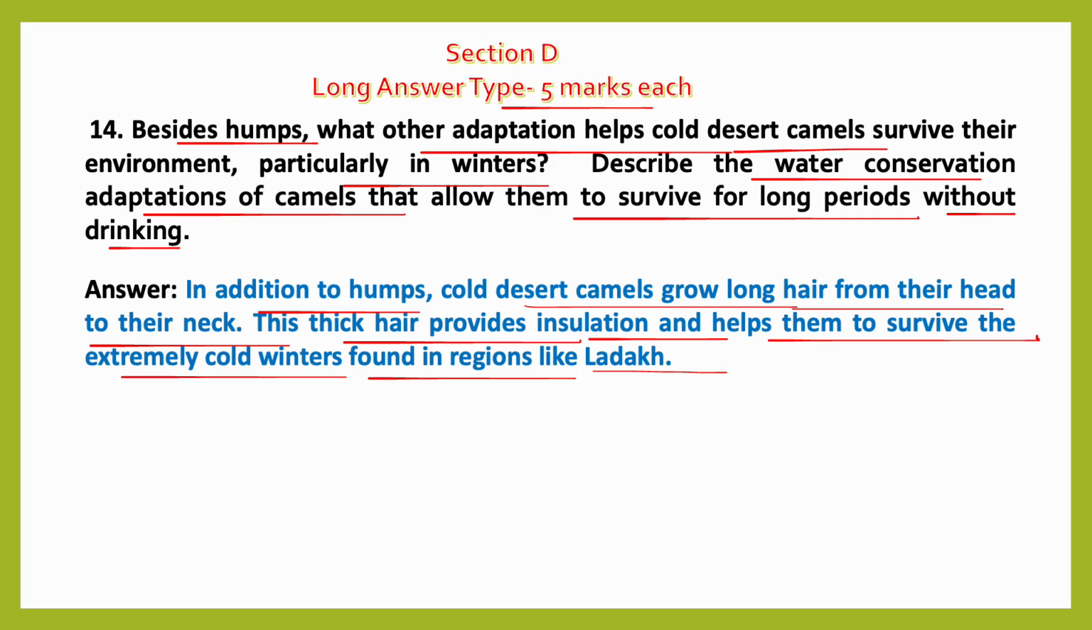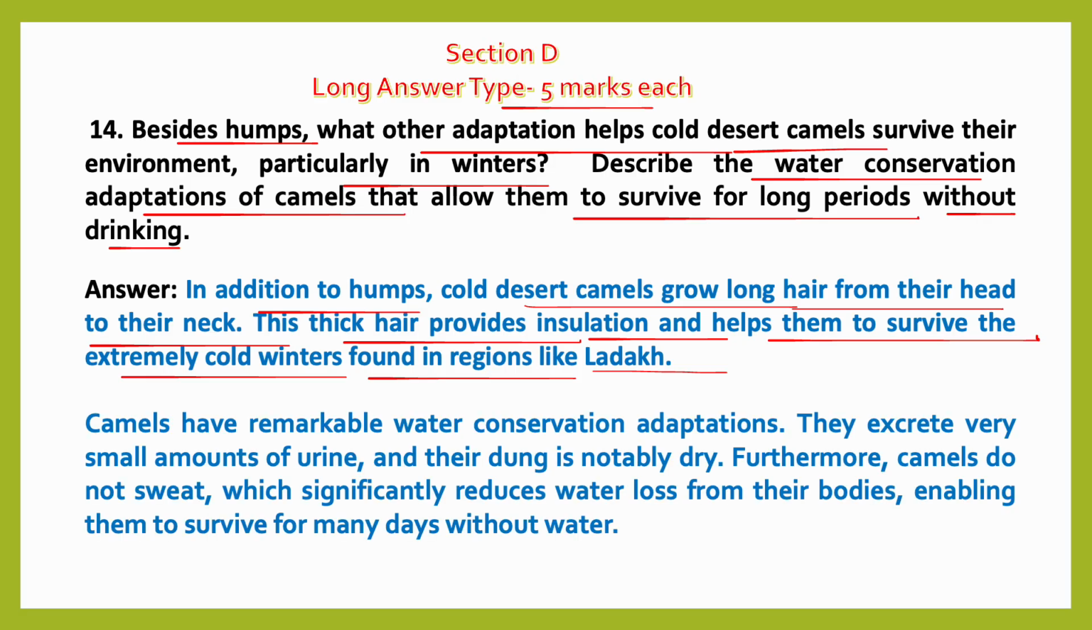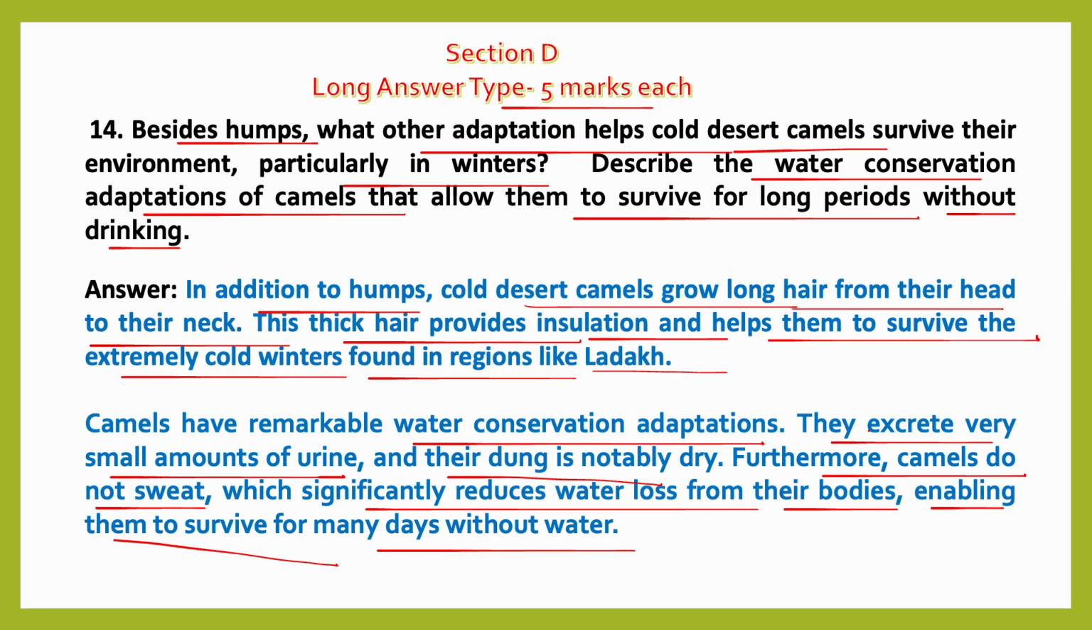Then, describe the water conservation adaptations of camels that allow them to survive for long periods without drinking. Camels have remarkable water conservation adaptations. They excrete very small amounts of urine and their dung is notably dry. Furthermore, camels do not sweat, which significantly reduces water loss from their bodies, enabling them to survive for many days without water.